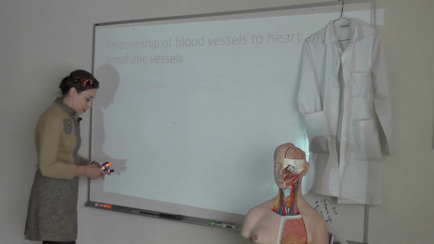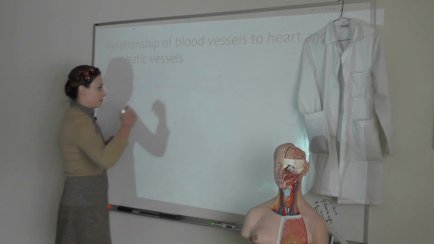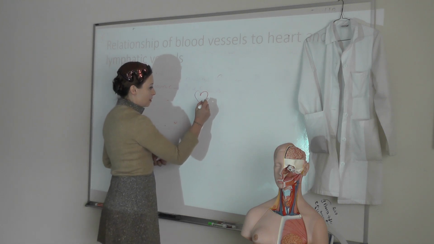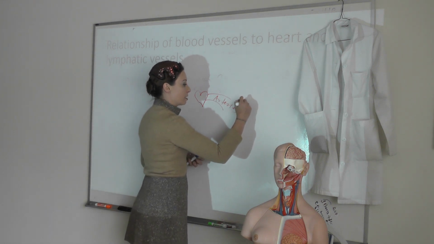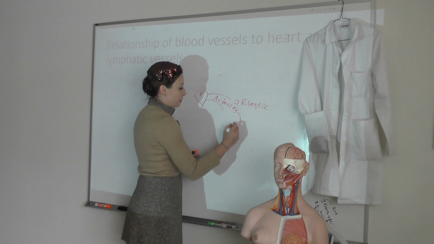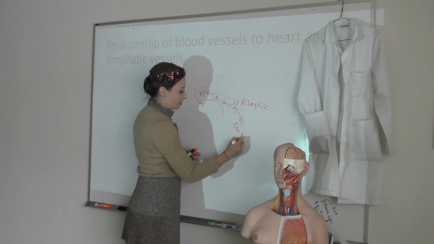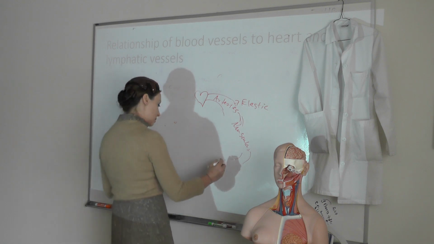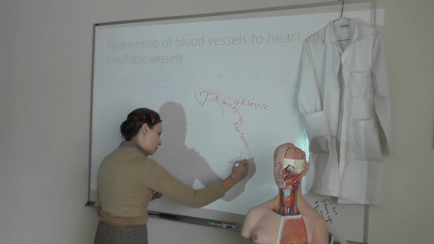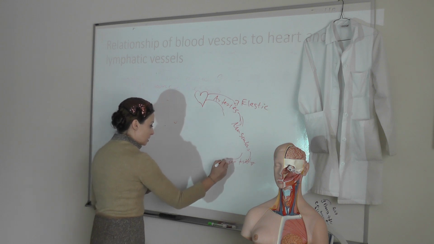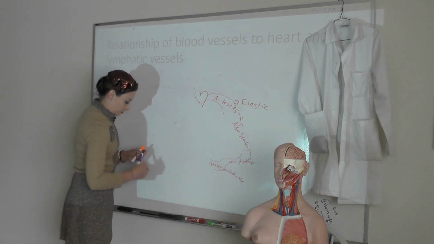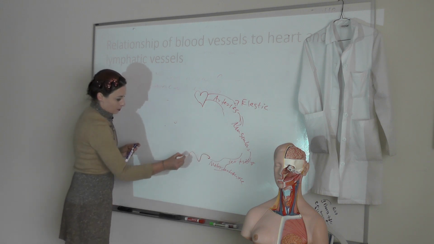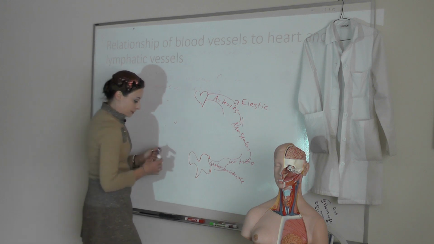So if we think about the relationship of all of these things to each other, we have the heart, and blood is going to leave the heart in arteries. First, elastic arteries. Then these are going to get smaller and become muscular arteries that are going to lead into little arteries called arterioles. Our little arterioles are going to lead into a meta-arteriole, and that is going to drain into our capillary bed. This is the systemic circuit I'm sketching right now.